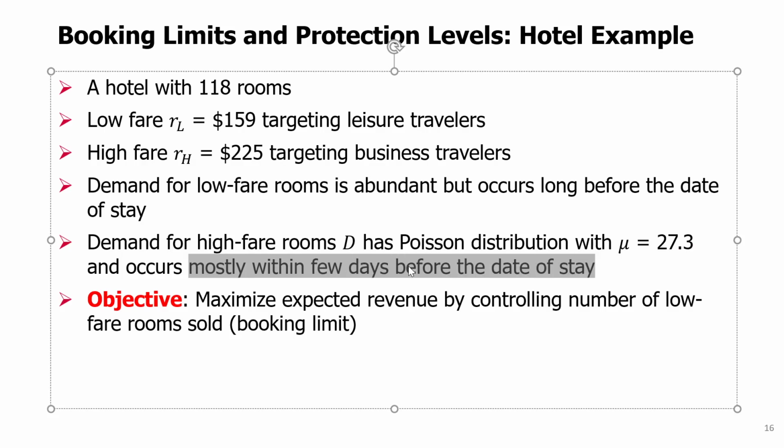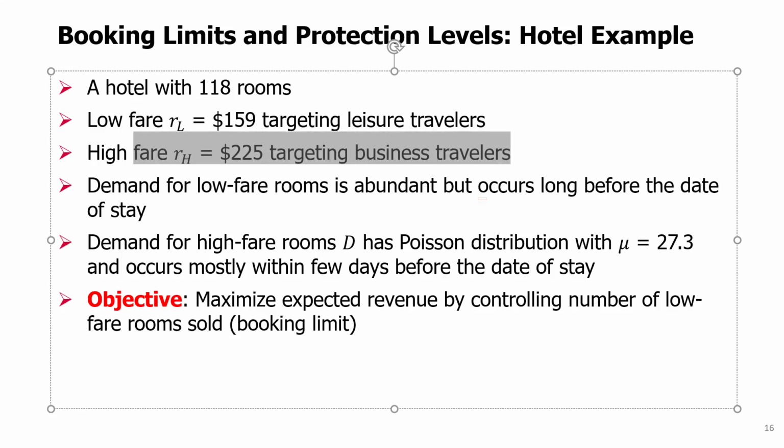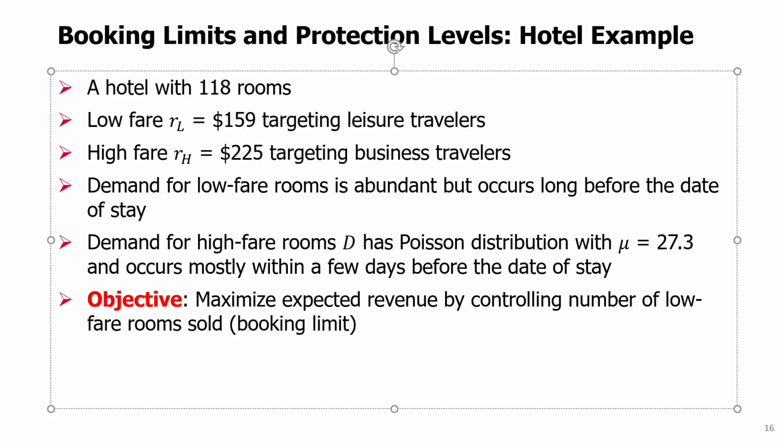However, for the business travelers, we expect the demand to occur mostly within a few days before the day of stay. So now we have a problem: if we sell all the rooms to the leisure travelers, nothing will be available for the business travelers, right? And so we have to somehow protect these rooms for business travelers, but the demand for business travelers is uncertain. So here we are going to assume the high fare rooms have demand D, which has a Poisson distribution with the mean 27.3, and that occurs mostly within a few days before the date of stay.